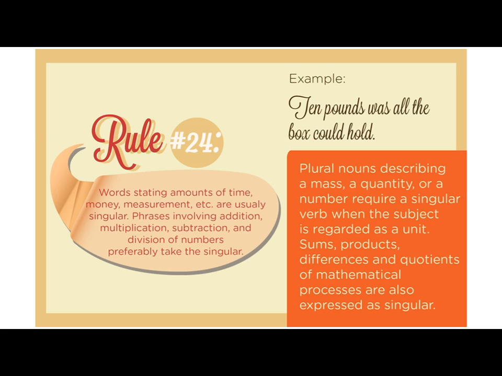Next rule. Words stating amounts of time, money, measurement, etc. are usually singular. Phrases involving addition, multiplication, subtraction and division of numbers preferably take the singular. Example, 10 pounds was all the box could hold. Plural nouns describing a mass, a quantity or a number require a singular verb when the subject is regarded as a unit. Sums, products, differences and quotients of mathematical processes are also expressed as singular.